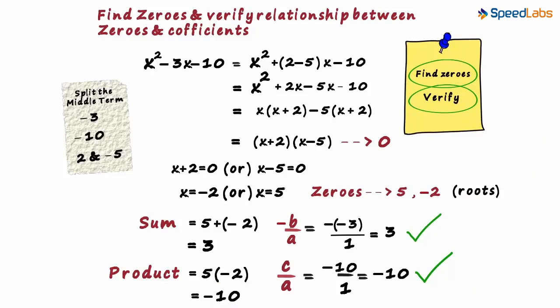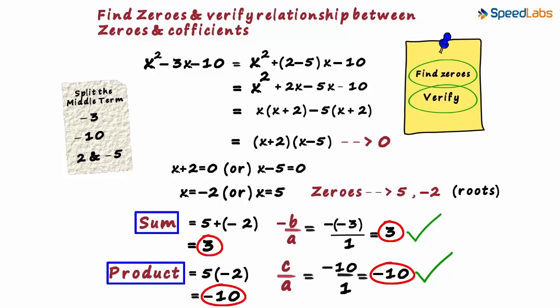Let's quickly skim through what we did. First, we factorized the polynomial to find its zeros, and then after we found the zeros, we verified its sum and product, which proved that our answer is correct.